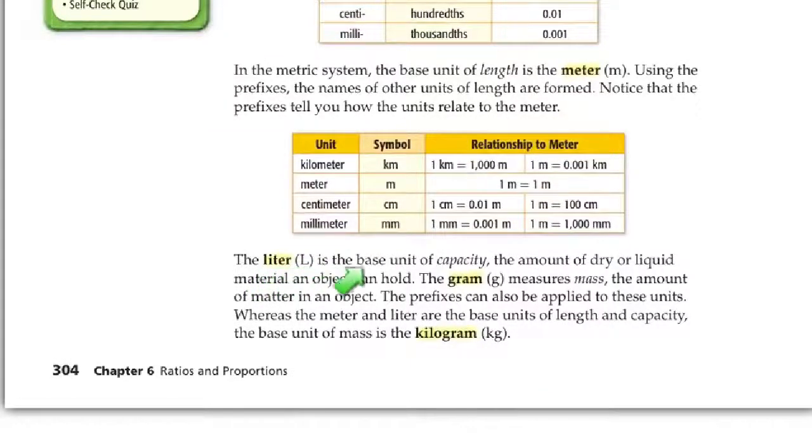The liter is the base unit of capacity, the amount of dry or liquid material an object can hold. The gram measures mass, the amount of matter in an object. The prefixes can also be applied to these units. Whereas the meter and liter are the base units of length and capacity, the base unit of mass is the kilogram. Okay, go ahead and go to your next page.